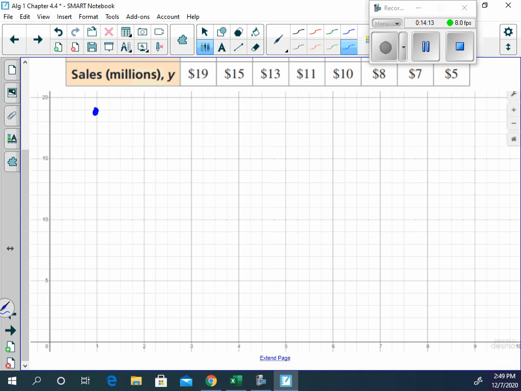So 119, 215, 313, 411, 510, 68, 77, and 95. So if we were to plot this here, this would be about our points. Well, not about, these would be the points.